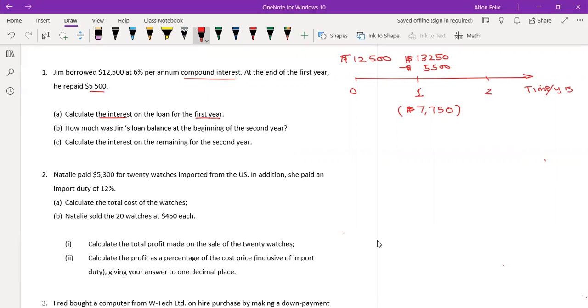So the amount we're working with, which will now be the principal, will be 7,750. And again, from the first year to the second year will just be a period of 1 year at the same interest rate, which is the 6%, right? So this will be raised to the power 1. So the amount at the end of the second year will be 7,750 multiplied by 1.06. Right, so let's work that out.